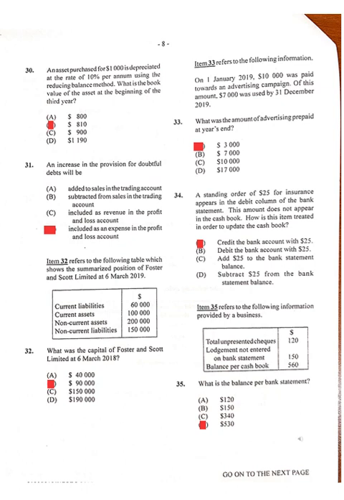Number 31, an increase in the provision for bad debt will D, be included as an expense in the profit and loss account. Item 32 refers to the following table, which shows the summarized position of Foster and Scott Limited at 6 April 2019. We have current liabilities of 60,000, current assets, non-current assets, and non-current liabilities. And it asks what was the capital of Foster and Scott Limited at 6 March 2018.